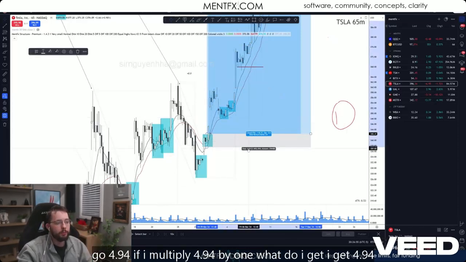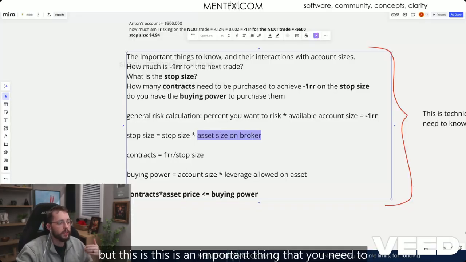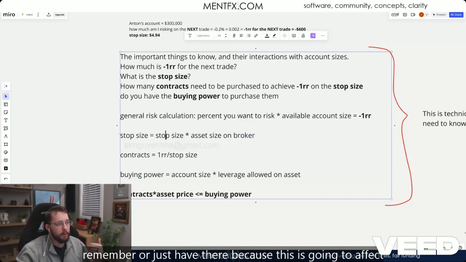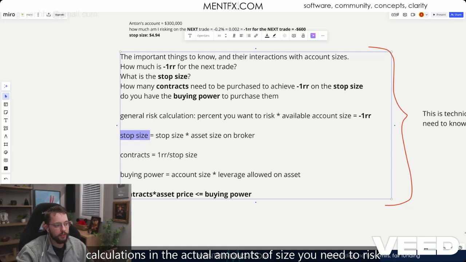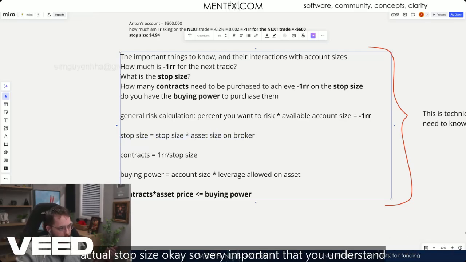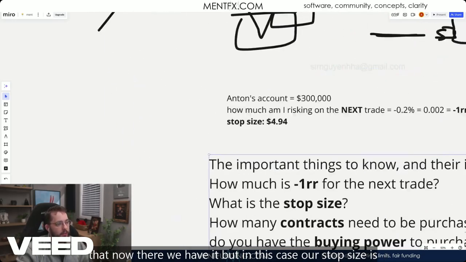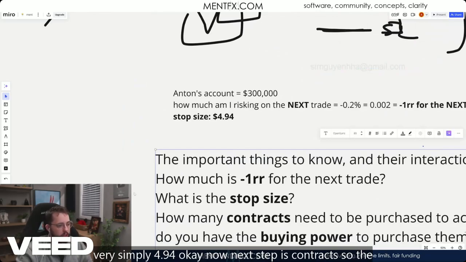I get 4.94. But this is an important thing that you need to remember, because this is going to affect calculations in the actual amounts of size you need to risk. So your stop size times the asset size on the broker is your actual stop size, okay? Very important that you understand that now. In this case, our stop size is very simply $4.94.